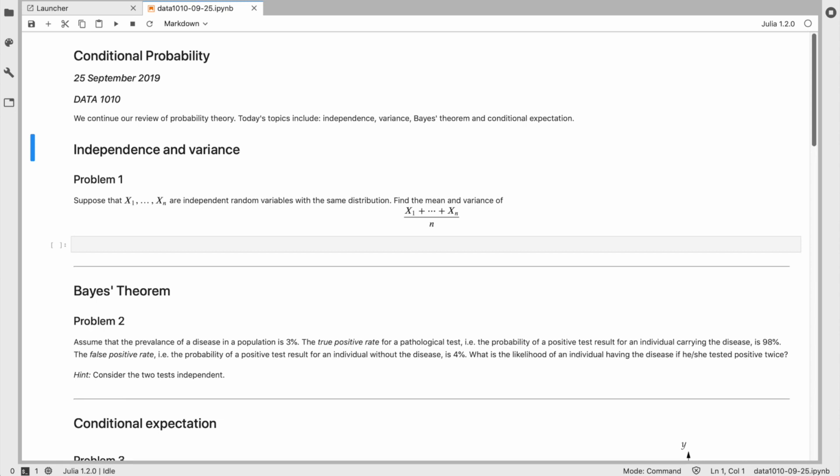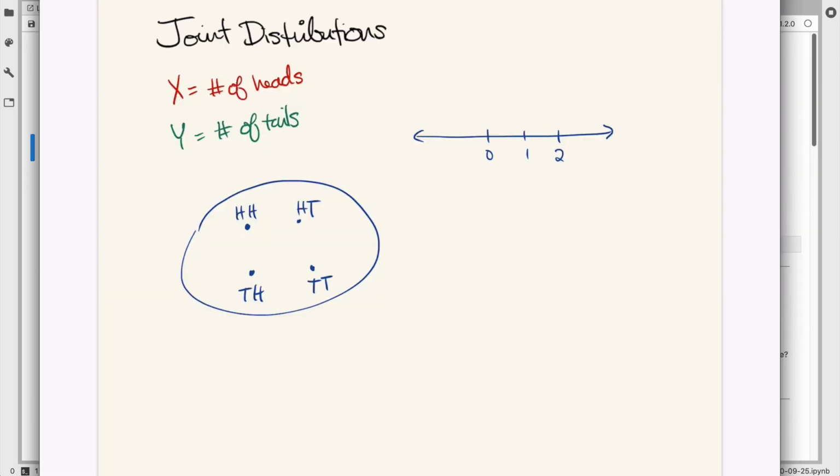Welcome. Today we're going to continue our study of probability. Let's start by talking about joint distributions. So consider the two coin flip experiment where we define x to be the number of heads and y to be the number of tails in the experiment. So these are two random variables and we can consider their distributions.